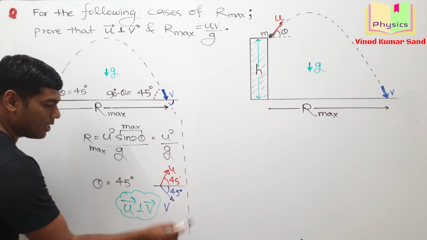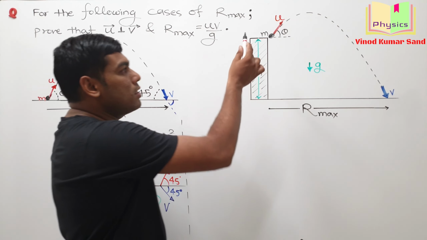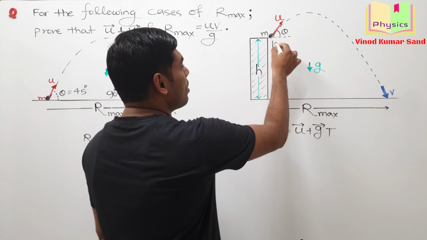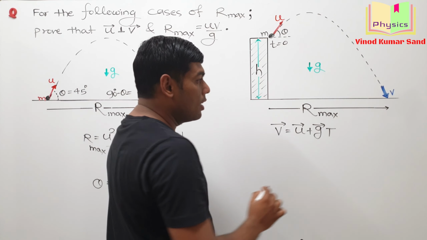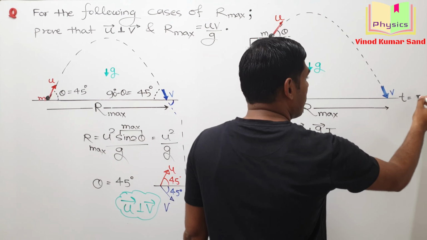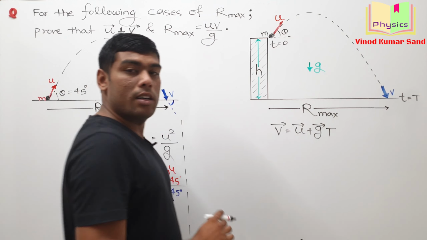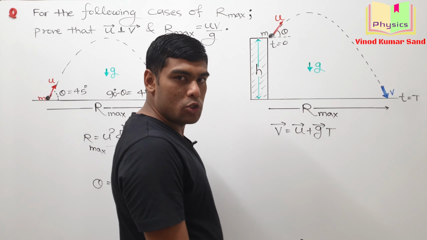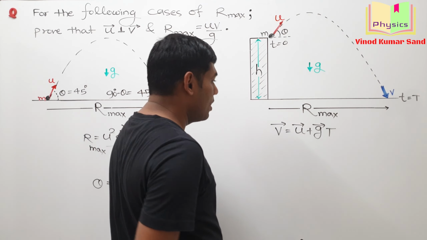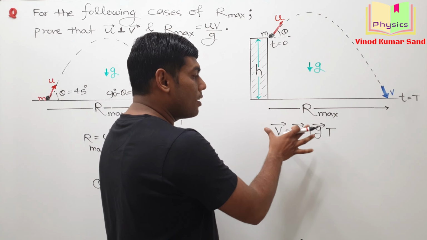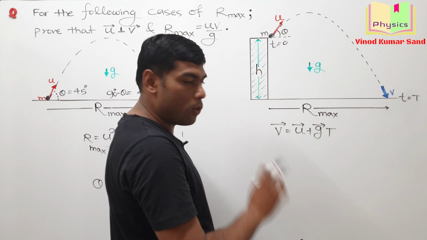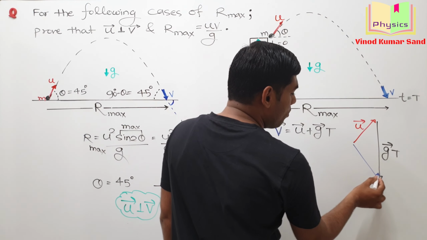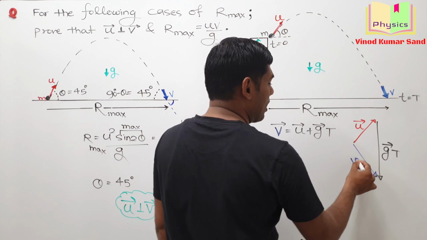So let's pay attention. For this case, we can write one thing vectorially. T is equal to 0, we have projected it. T is equal to capital T, it is hitting the surface. Okay, so v vector is equal to u vector plus g vector t. I hope you agree with this. I am making the triangle using these vectors. Using the triangle law of vector addition, we should be making the v vector like this.